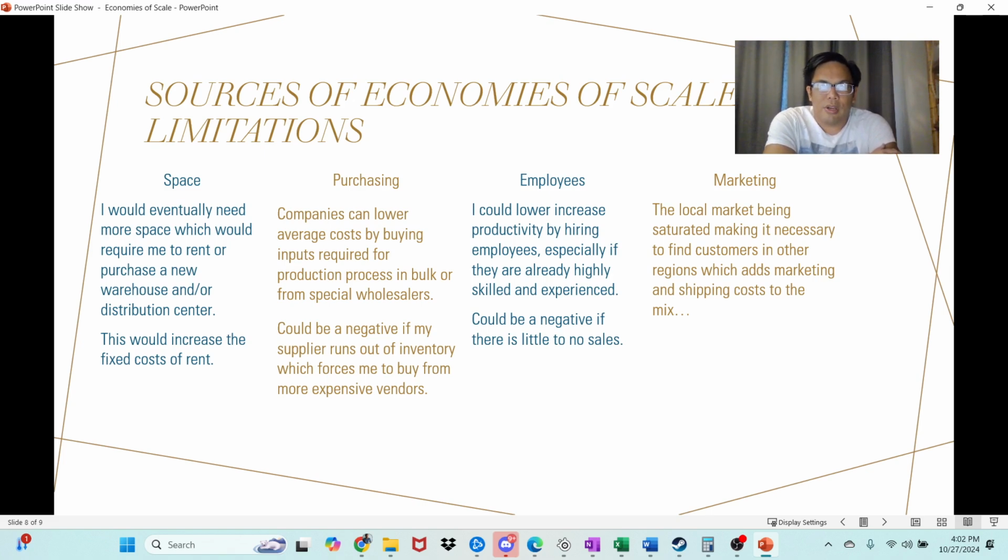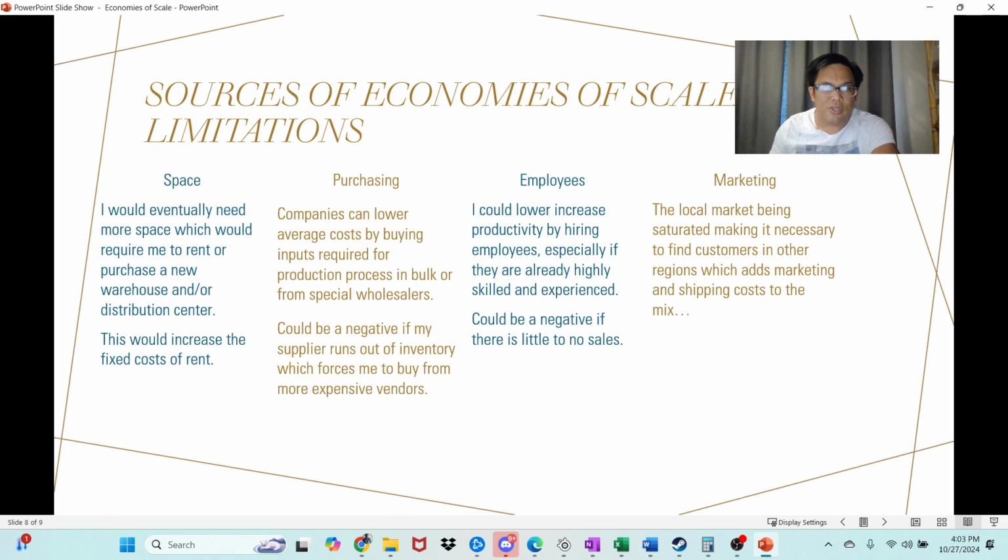Now, there are some limitations to this, or maybe even other sources of economies of scale. For instance, space. I would eventually need more space, which would require me to rent or purchase a new warehouse and/or distribution center. This would increase the fixed cost of rent, so that could move things up or down depending on what happens. If I need a larger facility, I would need to buy a significantly larger distribution center, for example.